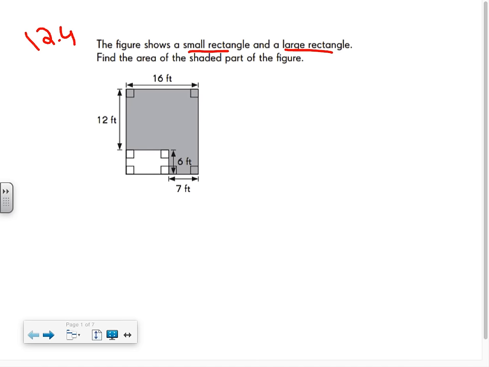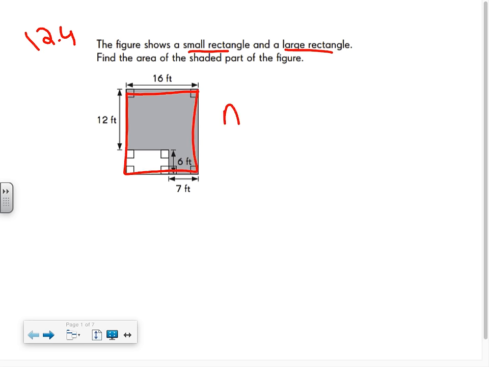The first thing is that you have to realize this is like a part-whole, bar modeling problem. This is the whole. We have a small part, and we're trying to find this part, okay? If I can figure out the whole, then I can take away the part to see what's left over. So I first try to find the area of this entire thing.